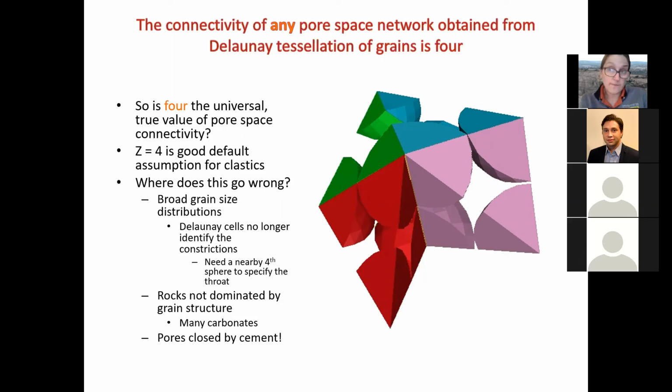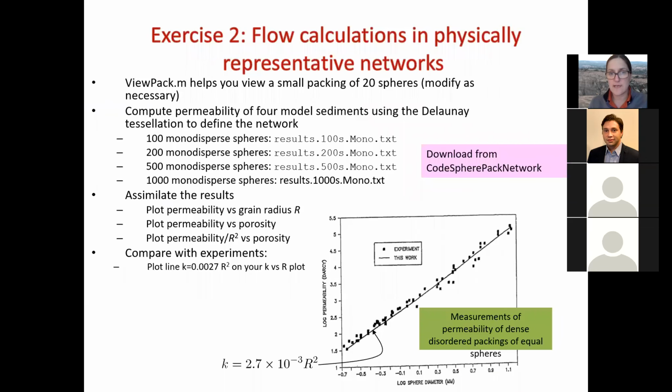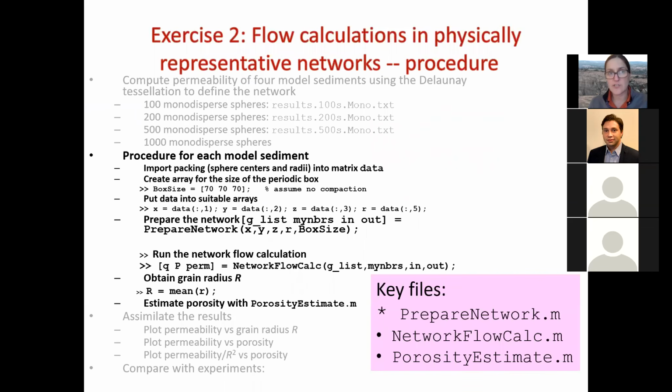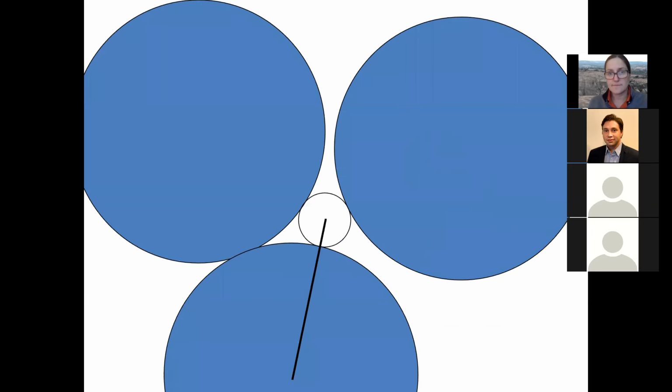Now, not all rocks are dominated by grain structure, and a lot of carbonates are not, and this is not going to be a good model for carbonates in most cases. Second part of it is that I also need to be able to add cement. So this is going to be the calculation we're going to do next time. It's actual calculation of permeability through a network, and I'm going to skip it for now. We're going to actually use it as an example.